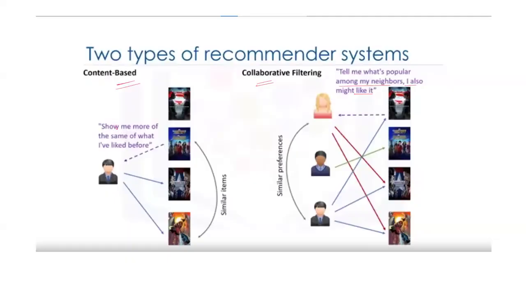In content-based filtering, it says show me more of the same of what I have liked before. So it is more personalized in nature, and here it's more collaborative in nature. Personalized in the sense that based on my previous buying pattern, this particular algorithm is recommending me the products. So that's the major difference between these two algorithms, content-based and collaborative filtering.